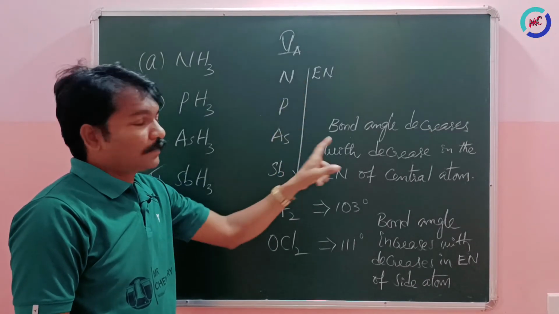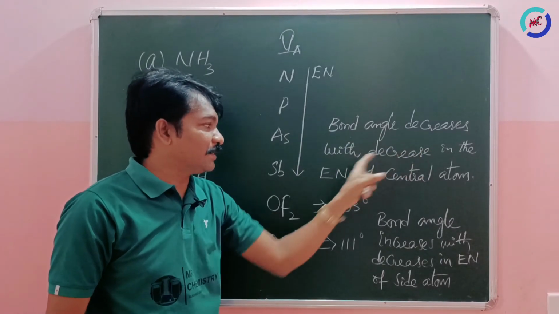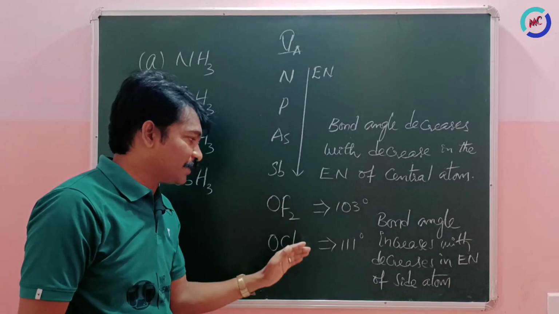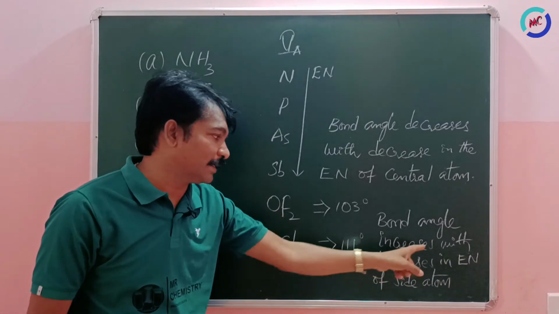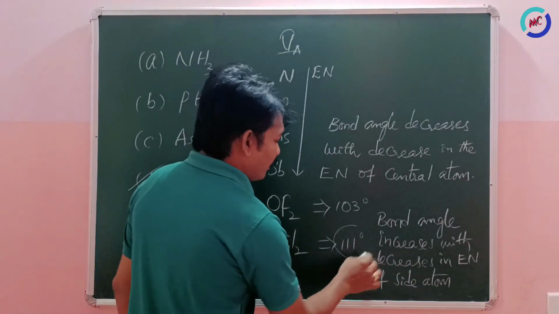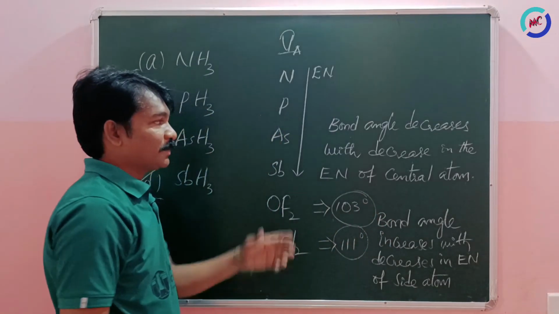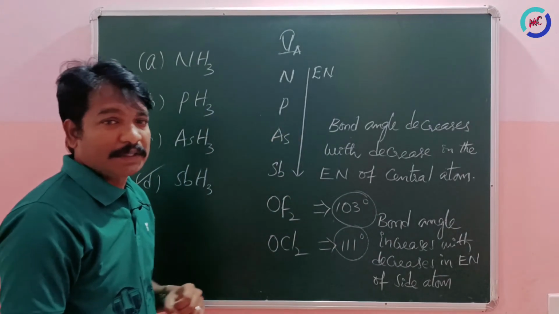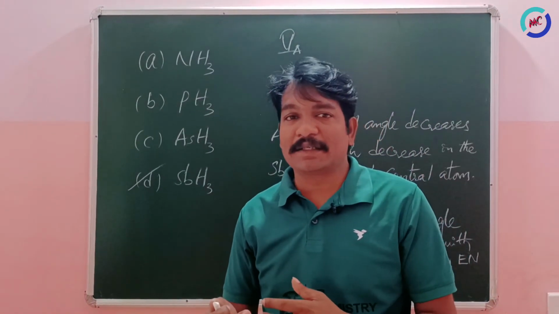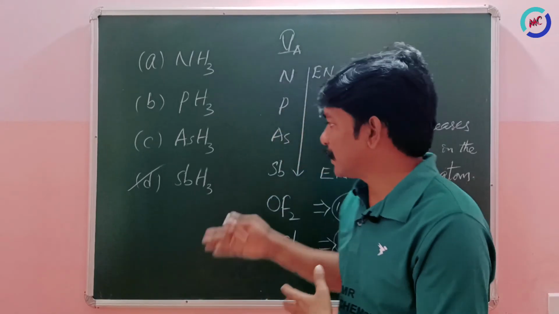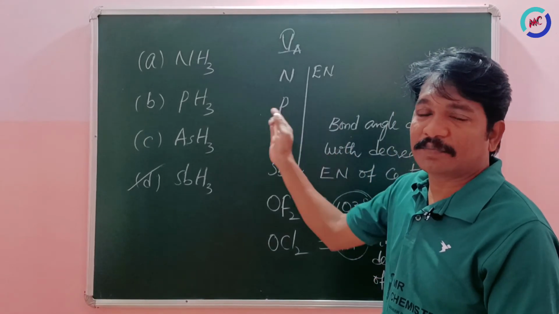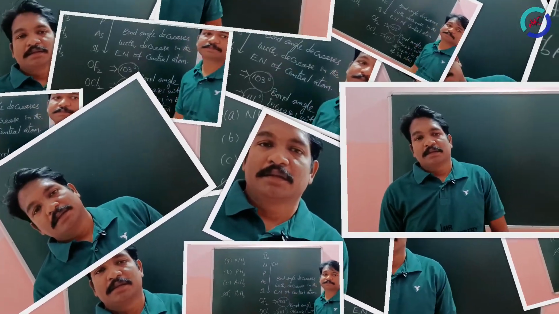Here bond angle decreases with decrease in electronegativity of the central atom, and here the central atom is the same, side atoms are different. That's why here bond angle increases with a decrease in electronegativity of the side atom. And it is a very important one. Please note down, sometimes they will ask this one, sometimes they will ask this one. And especially in JEE and NEET exams, they will not ask direct bond angles. They will ask with respect to the properties, something like electronegativity and different things. Okay, please note down this one.